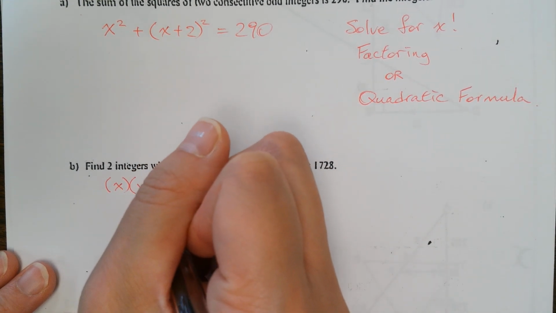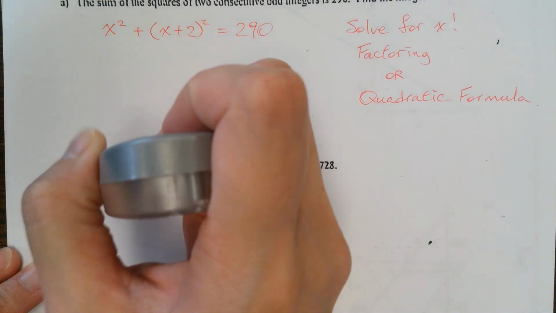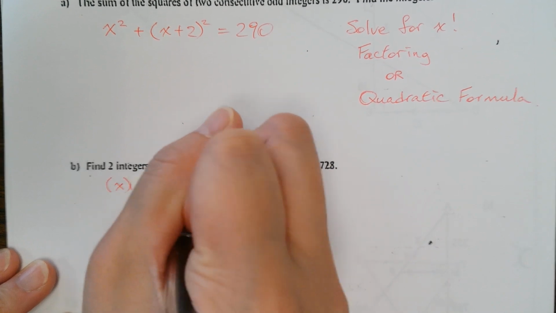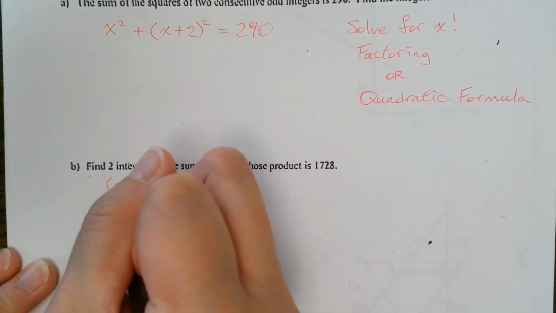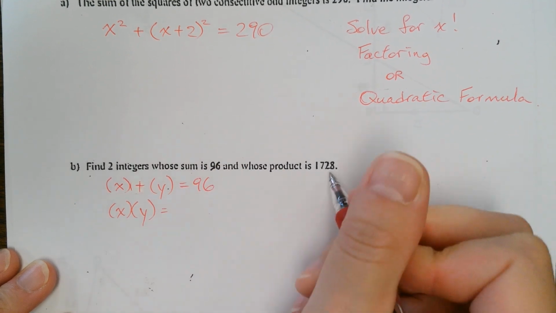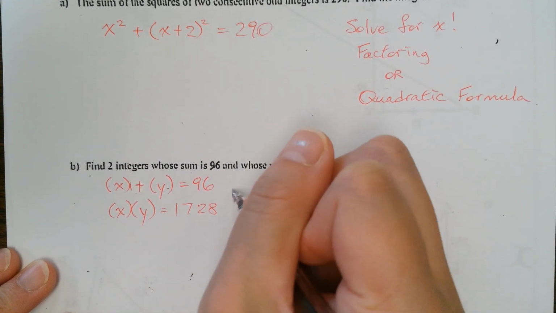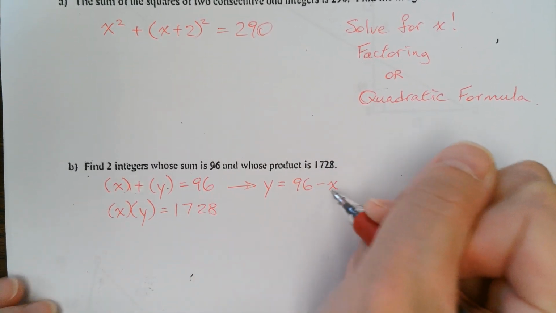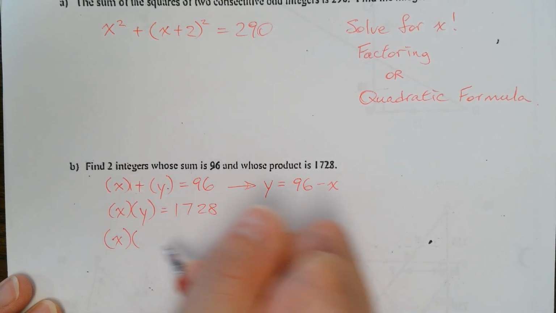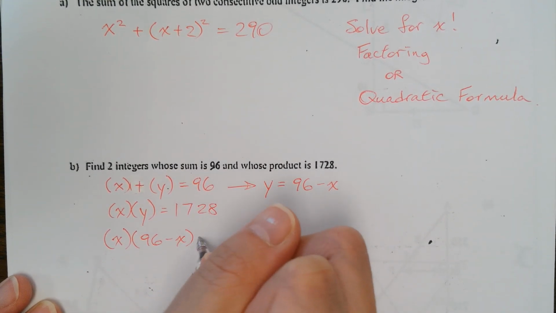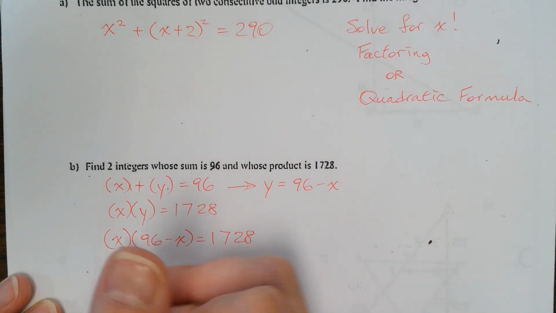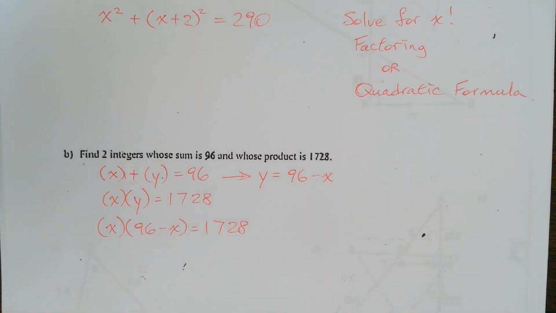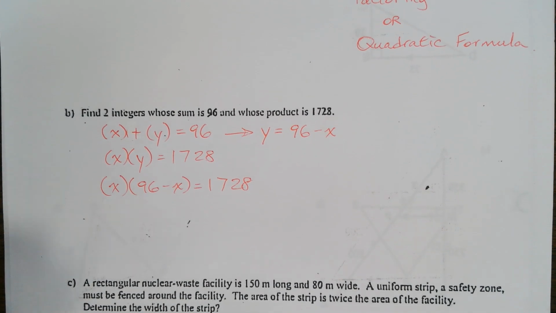So two integers whose sum, sorry, let me set it, whose sum is 96 and whose product is 1728. So then this is 96 minus x. So x times 96 minus x equals 1728. And then just expand it out, simplify, and then that's your quadratic formula. And again, you would solve it using factoring or quadratic formula.